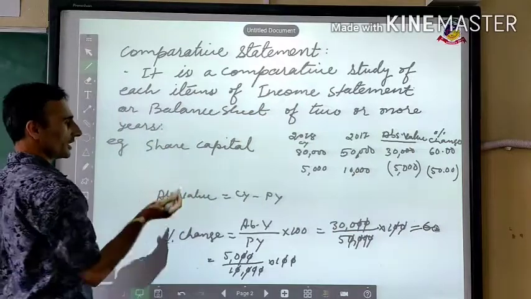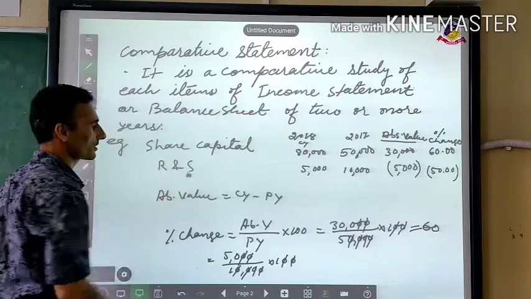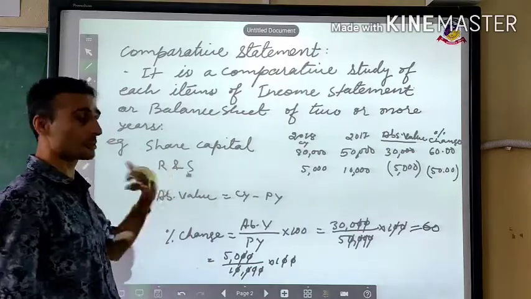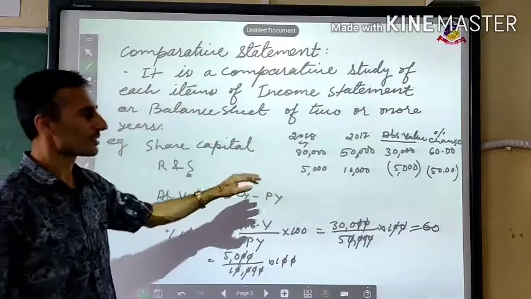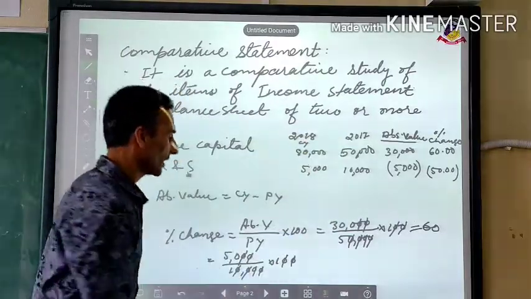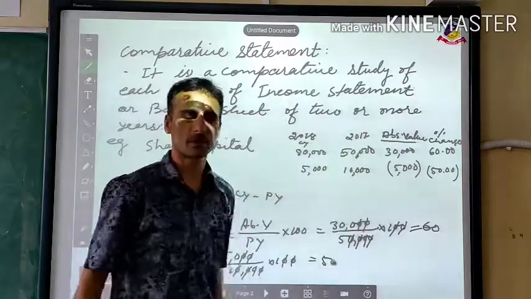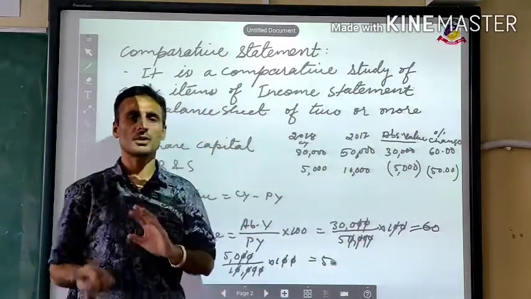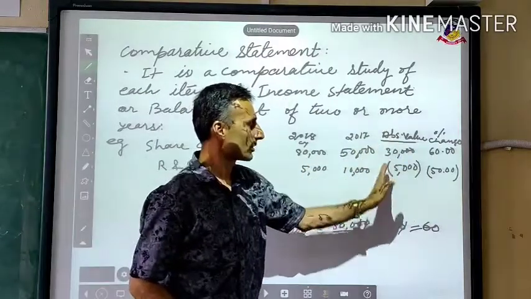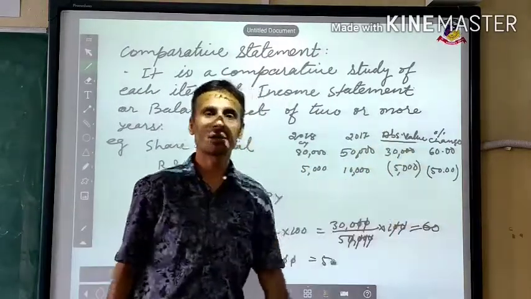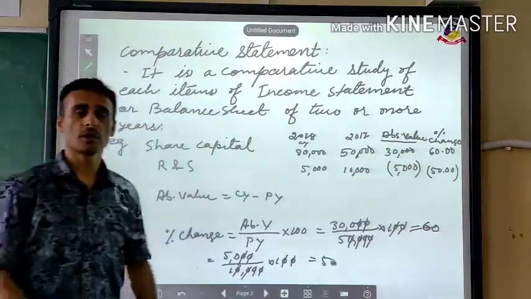Then the second item here is reserve and surplus. These are items of the balance sheet. 5,000 and 10,000. There is a decrease. So we show the decrease there, and we calculated this one. We got 50%. So whether it is the income statement or the balance sheet, the method of finding the absolute figure and percentage change is the same. Fine. I hope you all understood.